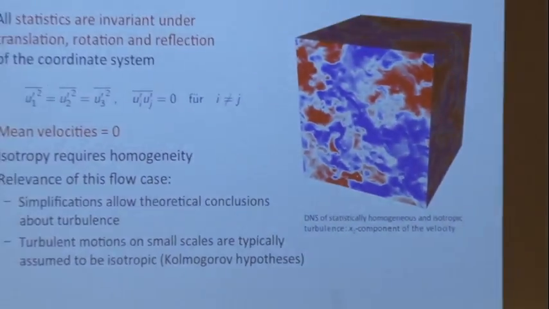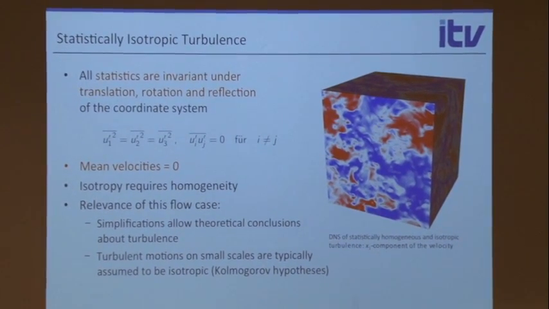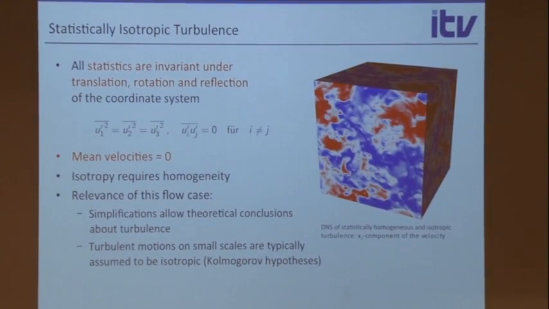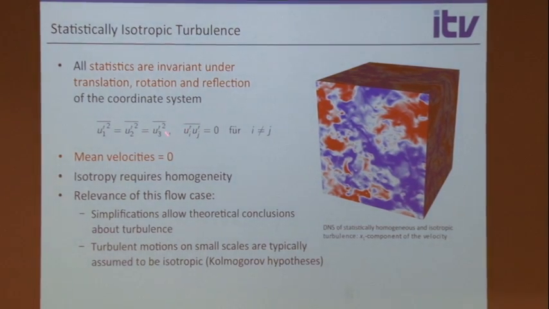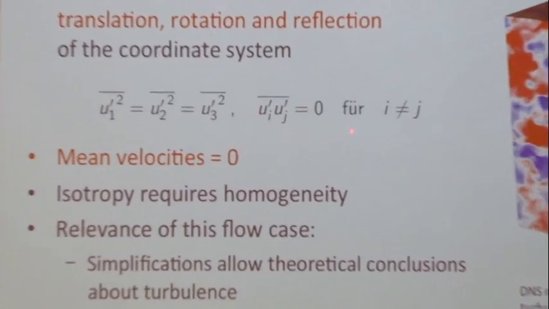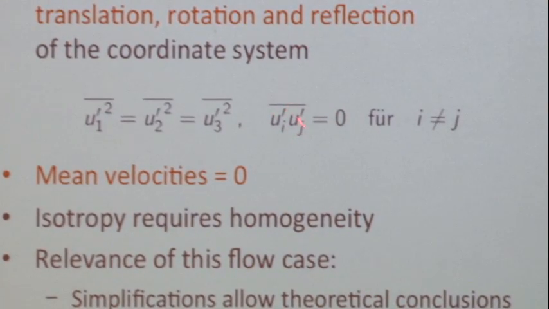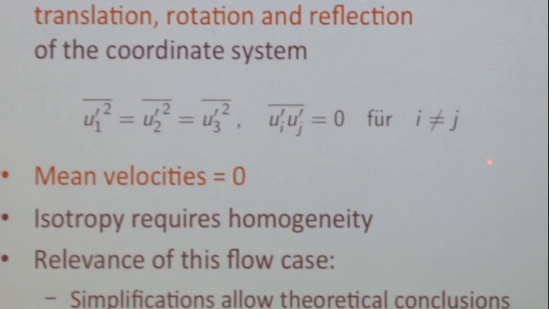That can only be true if all the mean velocities are 0, first of all. So for isotropic turbulence, all the mean velocities are 0. And secondly, it also means that u_i double prime u_j double prime, for i not equal to j, is 0.